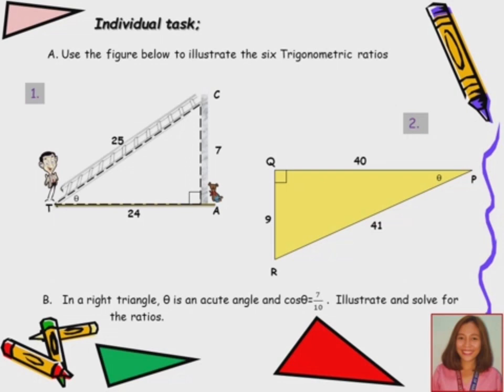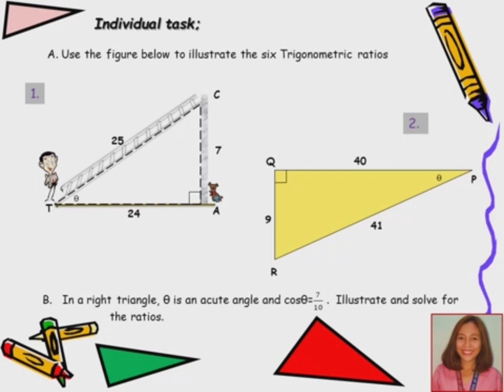Next, in your set of exercise, isang problem lang muna. So, it states that parang the same lang din talaga itong problem na to doon sa previous example. It's just that binago lang yung ating reference angle. So, there you have in a right triangle, theta is an acute angle, and you have there your cos theta that is equal to 7/10. Now, you're going to illustrate and solve for the ratio.